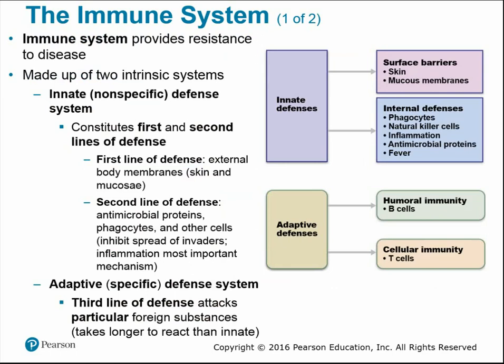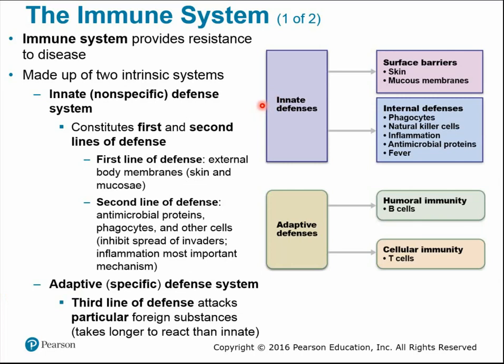Our bodies are constantly being exposed to bacteria, viruses, all sorts of pathogens and germs, but we don't stay sick all the time because of our immune system. The immune system is made up of two branches. We have the innate defenses, which are nonspecific. These make up the first and second lines of defense.